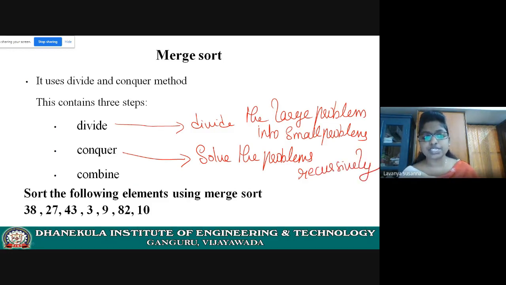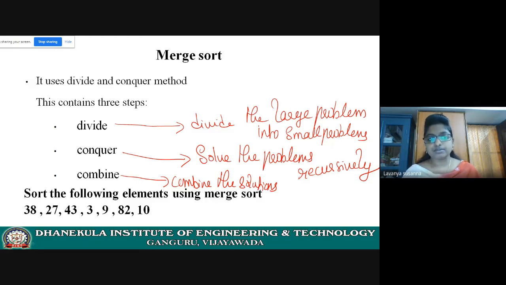Note down. I request all the students to write. Divide and conquer method contains 3 steps: divide, conquer, combine. Divide means divide the large problem into small problems. Conquer means solve the small problems recursively, individually. Combine the solutions of small problems. You will get the solution for the large problem. This is the divide and conquer technique.